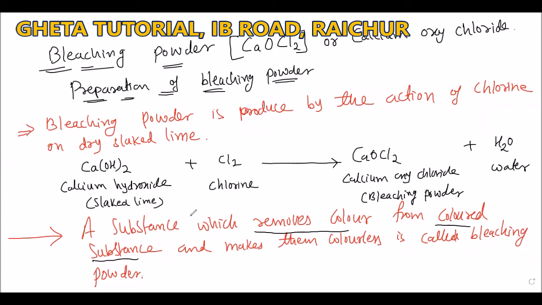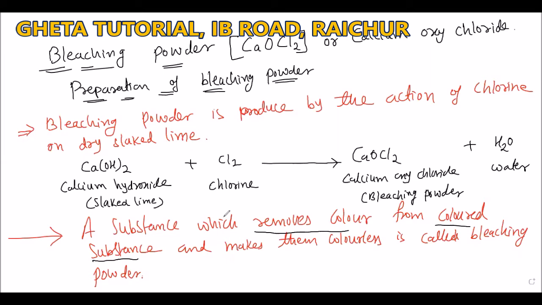Similarly, if you want to remove the color of your hair, like black hair or brown hair, whatever the color you have, then you have to go for the bleaching. That makes your hair white, and then you can apply any other color. So that is the main purpose. The main purpose of bleaching is to remove the colors from the colored substance and make the substance colorless. And after that, you can apply any other colors.